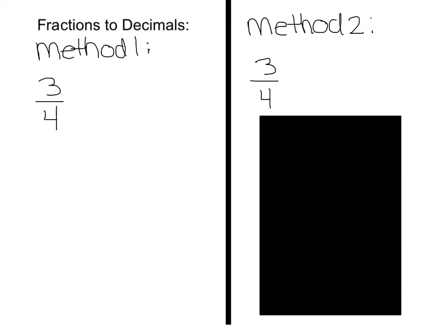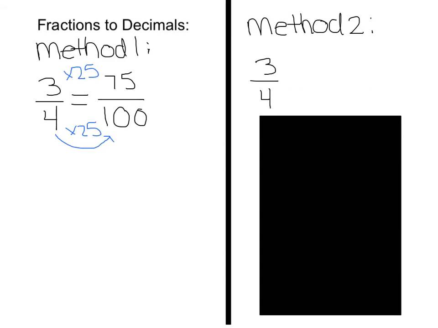So, I have the fraction 3/4. I'm asking myself, can I convert this to a fraction that has a denominator of 10, 100, 1000, or so on? I know that I can make the denominator equal 100 if I multiply 4 by 25. Since I multiply the denominator by 25, I need to multiply my numerator by 25. I get 75 over 100.